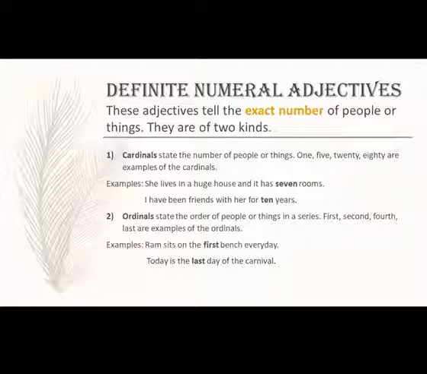For example, she lives in a huge house and it has 7 rooms. Rooms is a noun and 7 is telling us the exact number of rooms. Therefore, it's cardinal definite numeral adjective. Next one is, I have been friends with her for 10 years. Here 10 is telling us the exact number of years. Therefore, it is a cardinal definite numeral adjective.